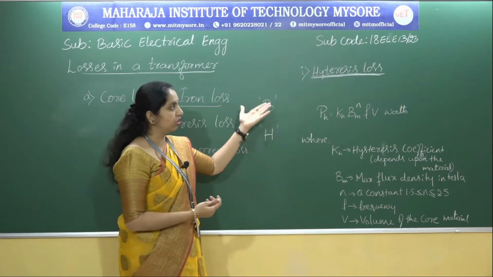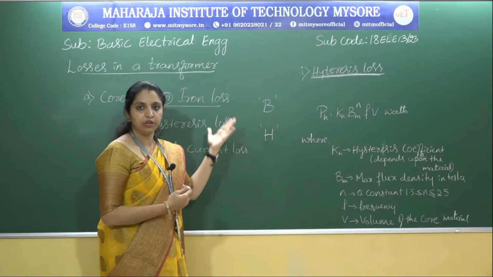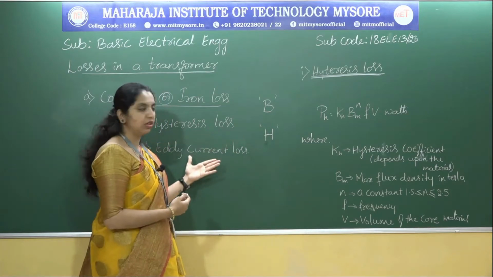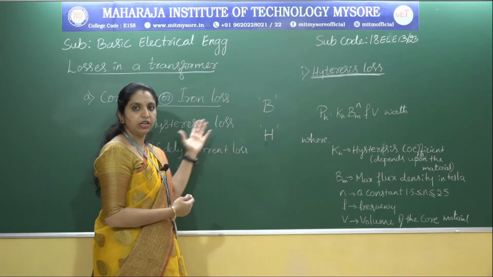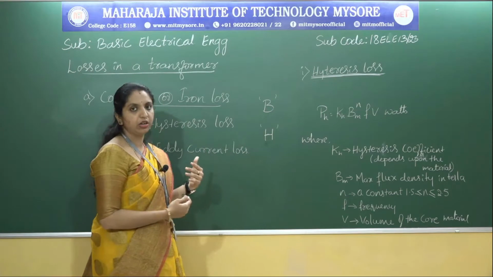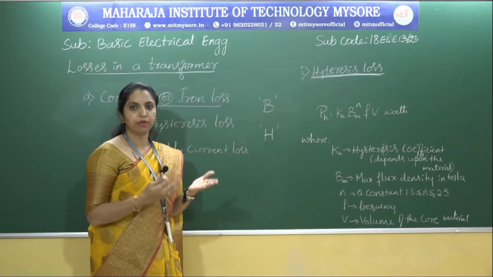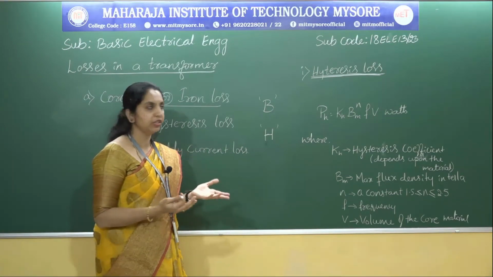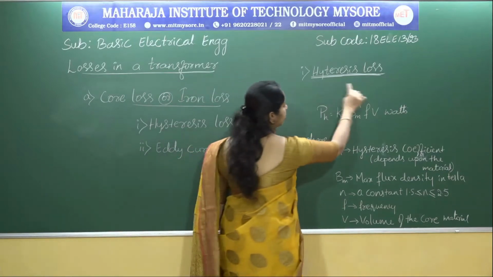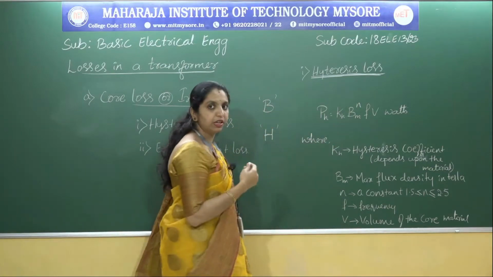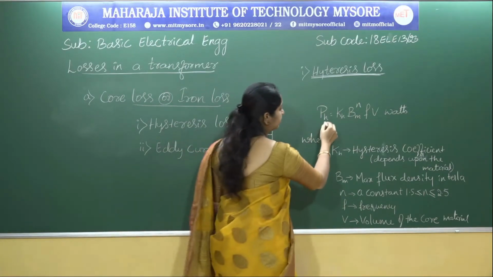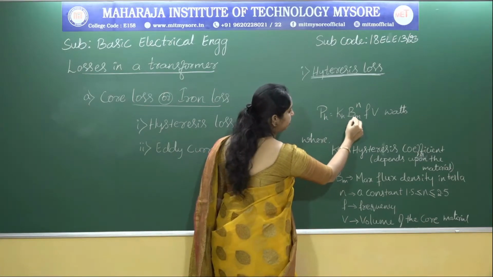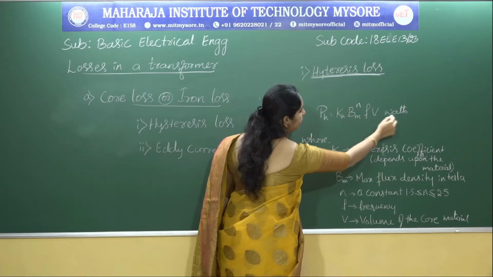The loss, whether it is hysteresis loss, eddy current loss, or winding loss, we express in terms of power, in terms of watts. So this hysteresis loss can be expressed in terms of power as PH equal to KH Bm to the power of n F V watts.